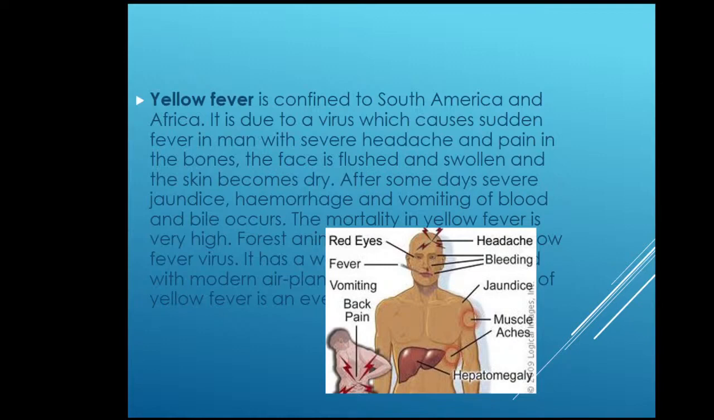Yellow fever is a viral disorder characteristic for tropical and subtropical regions of South America and Africa. The main symptoms of this disorder are severe headache, pain in bones, and the skin becomes yellow, so we can see severe jaundice. The mortality of this disorder is very high. People are infected with yellow fever by bites of mosquitoes Aedes and Culex.